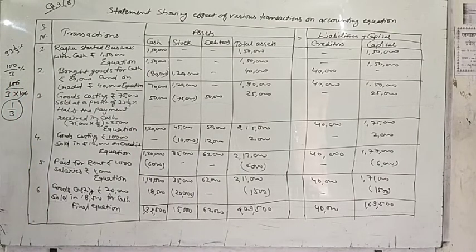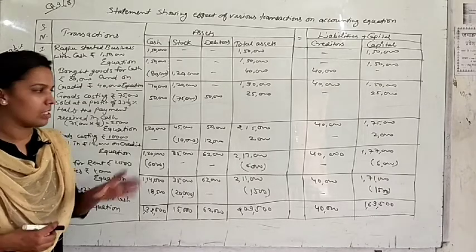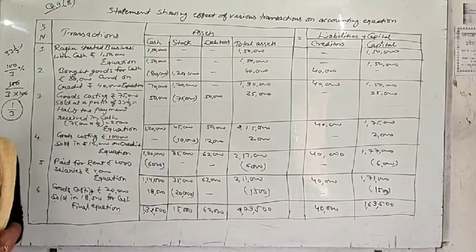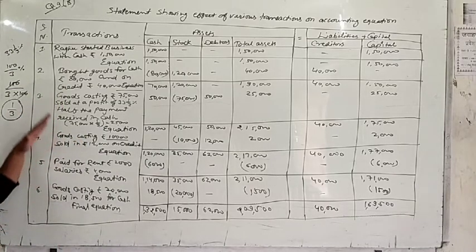Cash you have 1,32,500, stock 15,000, debtors 62,000, and creditors 40,000, and capital 1,69,500. This was your accounting equations format. This is the first part of this question, and in the second part we have to prepare balance sheet for the same question. So first you write it down, after we will prepare balance sheet.